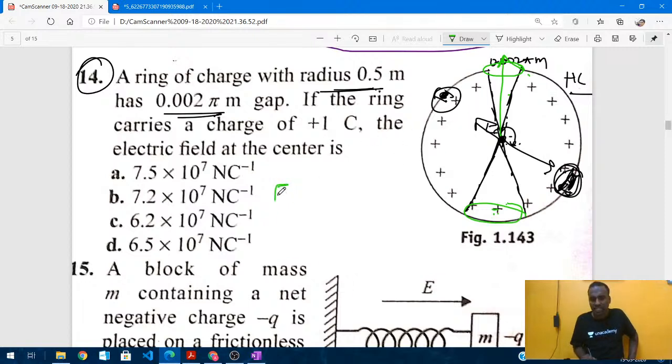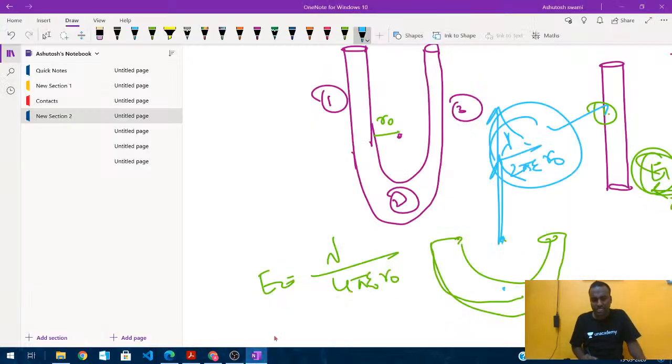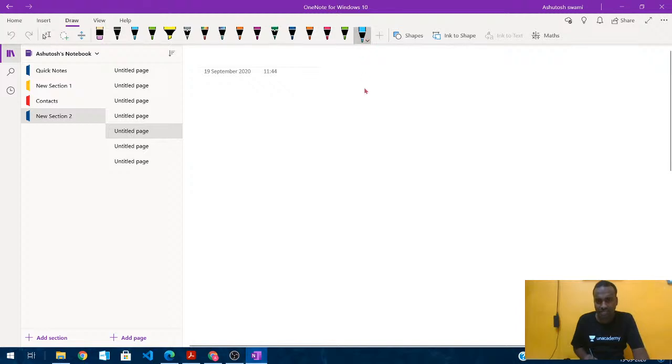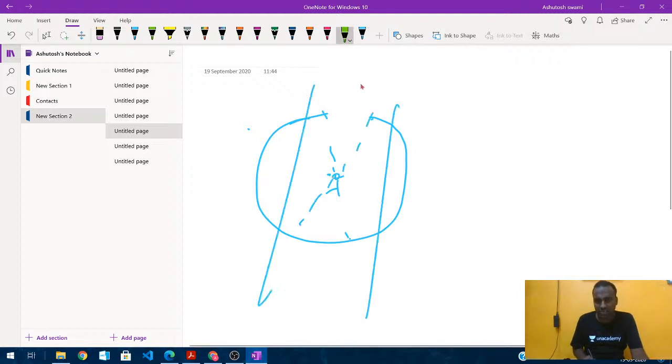To find it, the electric field is equal to 1 by 4 pi epsilon naught, dq upon radius r square. Here 1 by 4 pi epsilon naught is 9 into 10 to the power of 9. And what about dq? Wait a minute, students, I'll take one page, then you can analyze. The ring is like this. Due to this part, these two ends will cancel with each other. Then only this part will be present exactly opposite, the same amount of part.